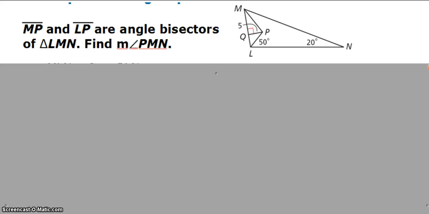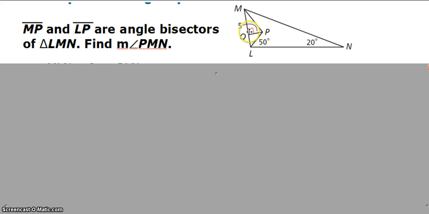Okay, here's an interesting question about the measurement of an unknown angle. And so we're looking for the measure of PMN. We know that MP is an angle bisector and LP is an angle bisector. Okay, so let's just do this quickly. I'm running out of time. But if LP is an angle bisector, then this PLN is 50 degrees.